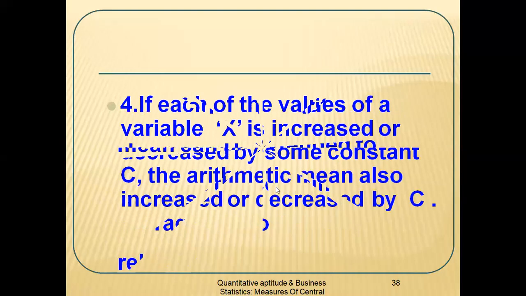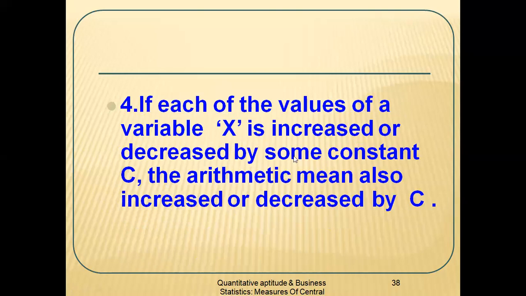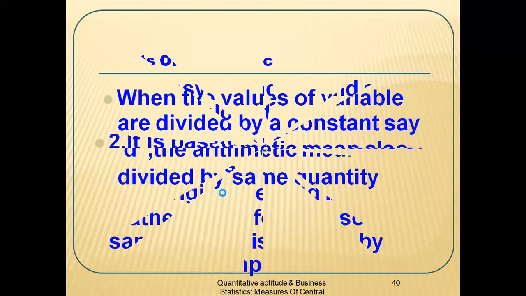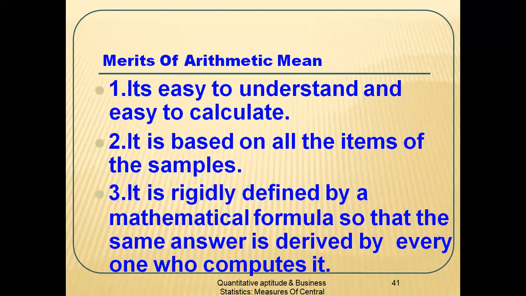So combined arithmetic mean we can calculate. Now observe this point. If each observation is increased or decreased by a constant number, then your arithmetic mean will also be increased or decreased by the constant number. Similarly, if each observation is multiplied or divided by a constant number, then the arithmetic mean will also be multiplied or divided by the constant number. So these are the properties of arithmetic mean.